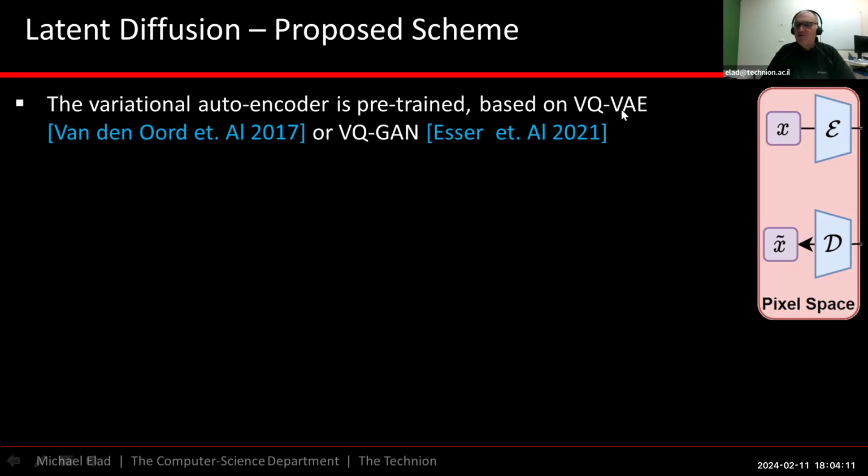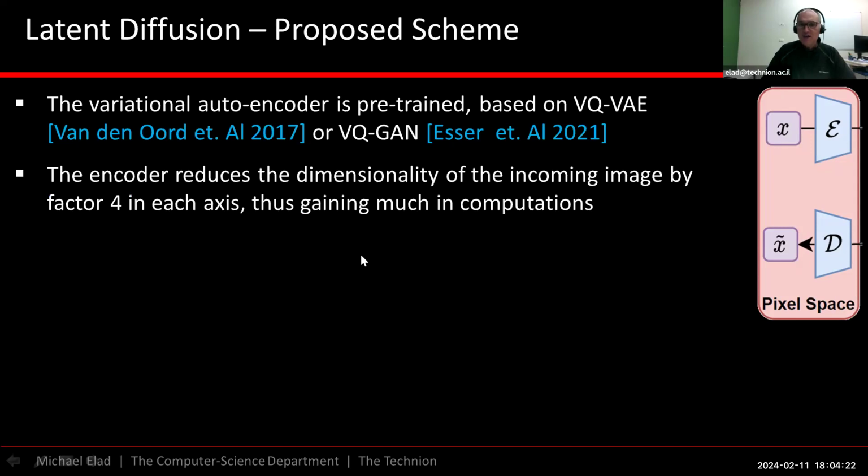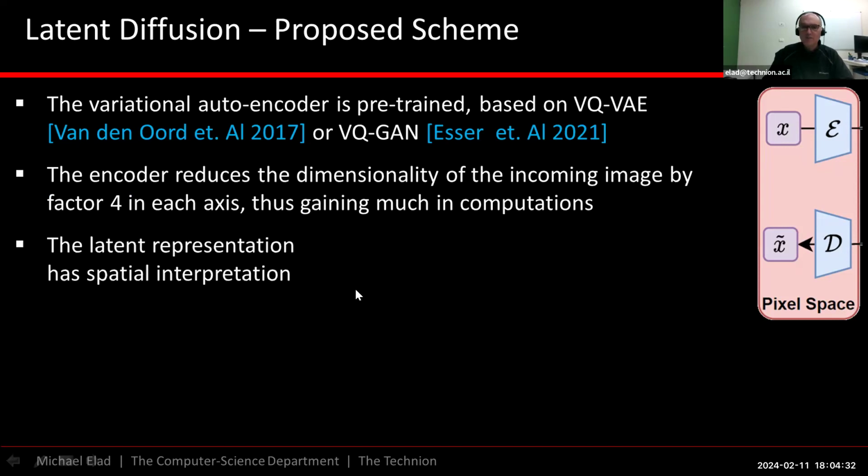In fact, VQ-VAE is such that if you look at the vector at the output of the encoder, it has spatial meaning. So you can apply all sorts of convolutional networks on it just as if it was an image. And this is critical. The size of the vector here at the output is smaller by a factor of 4 in each axis. So basically you work with much smaller data, and so you can gain speed. Okay, the latent representation has spatial interpretation, and therefore the inner denoiser is convolutional, and rightfully so.